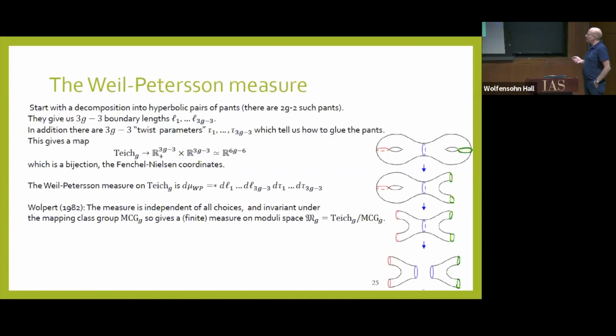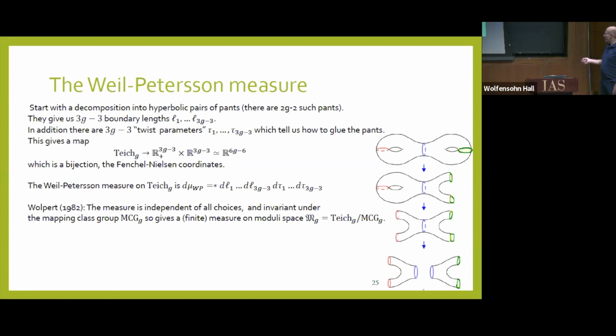This is called the Weil-Petersson measure, and the useful way to think about it is to use the fact that any hyperbolic surface can be broken up as a union of what are called hyperbolic pairs of pants. So here's an example of how to take a genus 2 surface and get it by gluing two. So here are two pairs of pants.